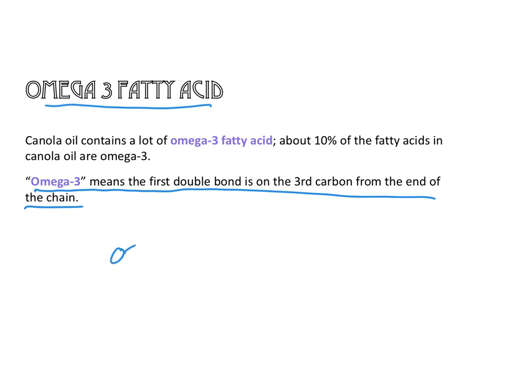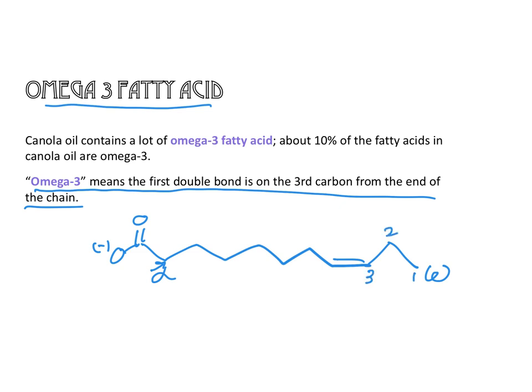So again, I'm going to put my fatty acid here, or my acid group. If you remember your Greek alphabet, the beginning is the alpha and the end is the omega. So in this notation, this carbon right here is considered alpha, and the carbon at the end is the omega carbon. Remember, the alpha and the omega, the beginning and the end. If you count backwards until you get to the first double bond, that gives you the number of the omega. So this is an omega-3 fatty acid.